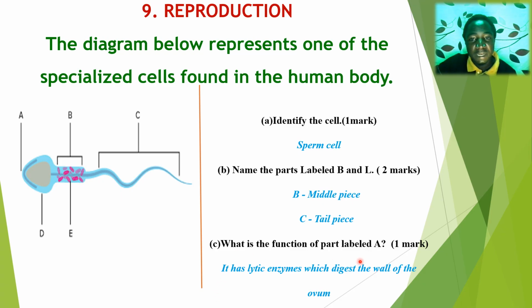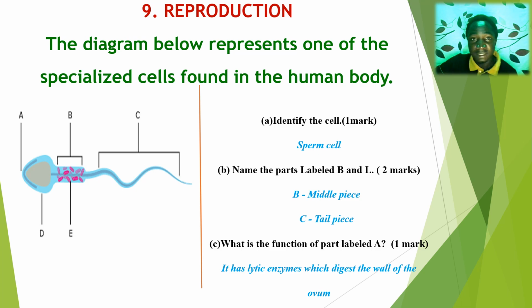What is the function of part labeled A? This is the part labeled A. Part labeled A has lytic enzyme which digests the wall of the ova. Actually, part A is usually known as what? Acrosome. The tail enables swimming towards the ova, a journey of survival and precision.